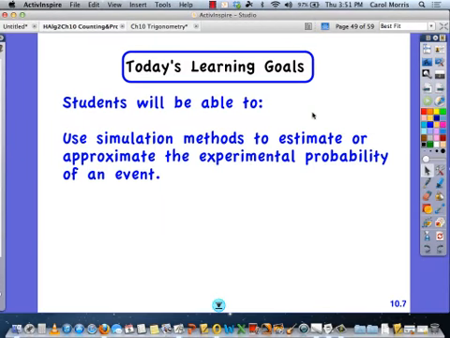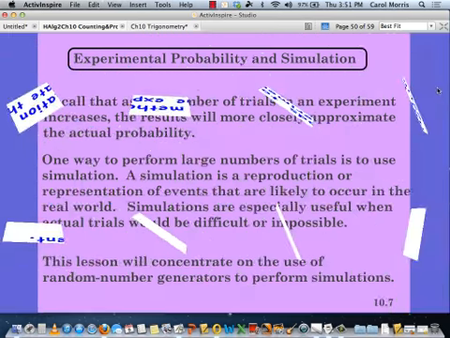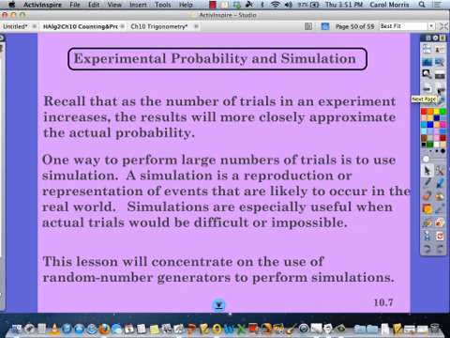All right, we are starting to wrap up our last couple sections on probability. This discussion is going to be about experimental probability and simulation, so how you do a simulation on some data. To start off, let's look at our definitions.